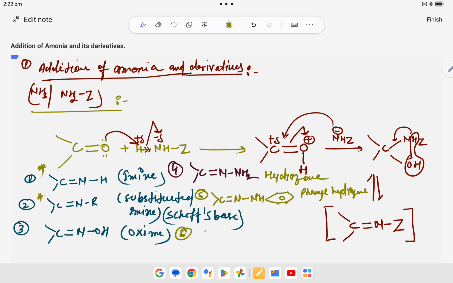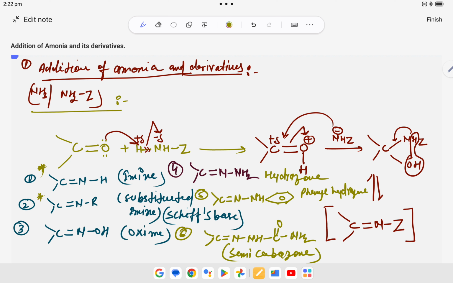Similarly, one more is there, double bond nitrogen, NH, C double bond NH2, it's called semicarbazone. So these are the derivative products of ammonia. So this is all about the addition of ammonia and its derivative.